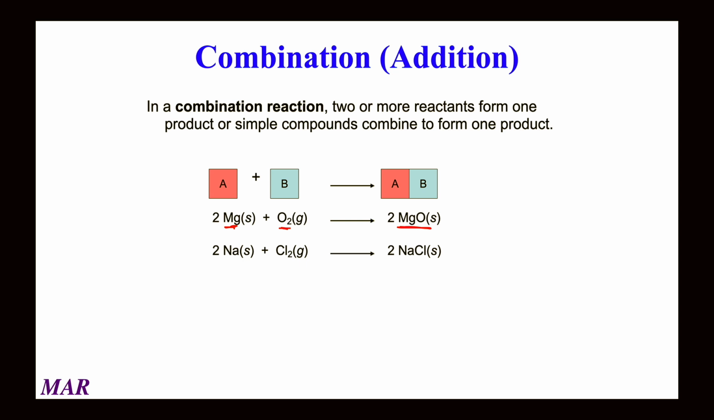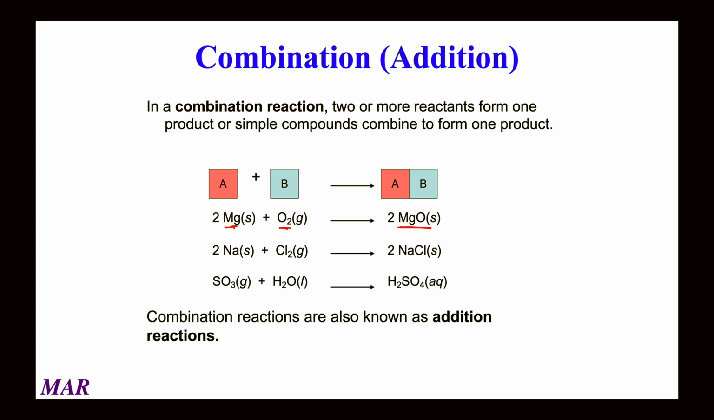And remember, if an element is not on that diatomic list, it's going to be similar. Have no fear of ice clear brew. O and Cl are oxygen and chlorine, so those get a 2, but magnesium and sodium are not on this list, so they don't get a 2.